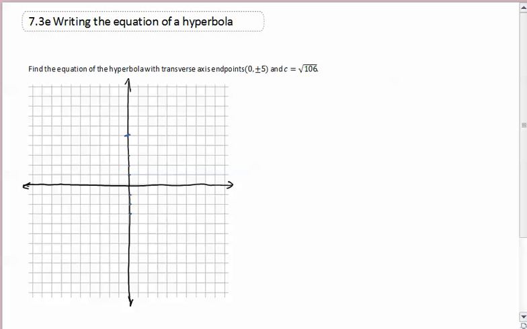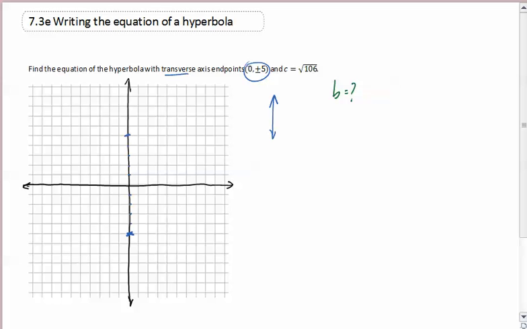If I know something about the transverse axis, then I know the opening is going to be up and down. Because if the transverse axis is in the y direction, then I'm going to have an opening up and down. So there are the upper and lower boundaries for my fundamental rectangle. Now, I don't know how wide to make this because I don't know what B is. So I'm going to ask myself, what is B?